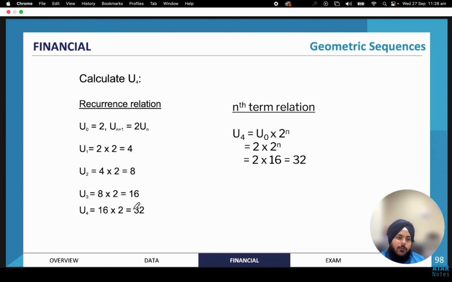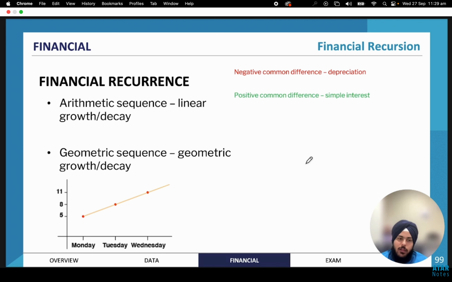So again, here is an example. If we're trying to determine u4, the initial condition is 2, and un plus 1 is equal to 2 times un. So here, the common ratio is 2. You're multiplying the previous value by 2 to get to the next value. If you're trying to determine u4 using a recurrence relation, you will have to determine u1, then u2, then u3, then u4. Whereas if you're using the nth term relation, you can just substitute into the formula, 2 to the power of 4, and you'll get the answer straight away. So really convenient.